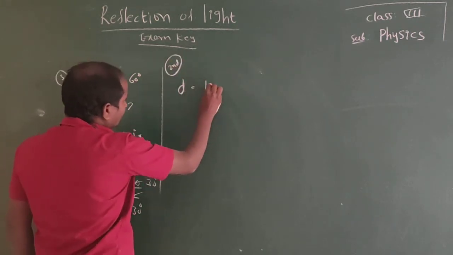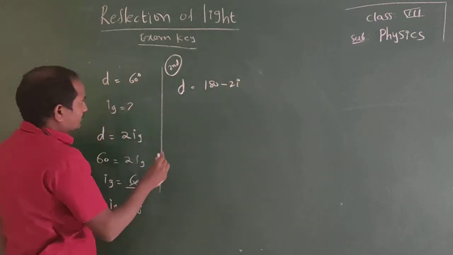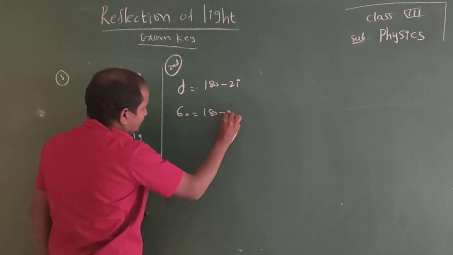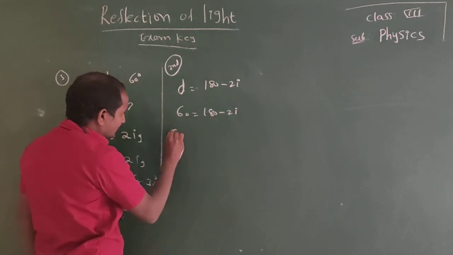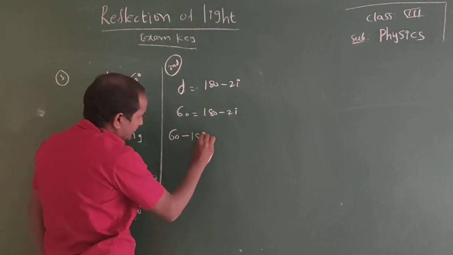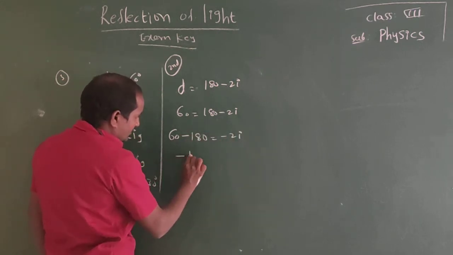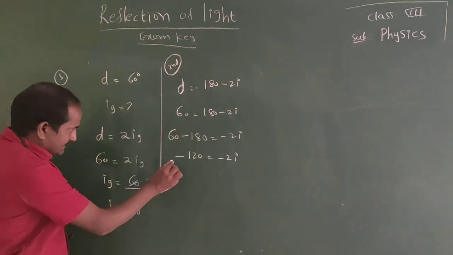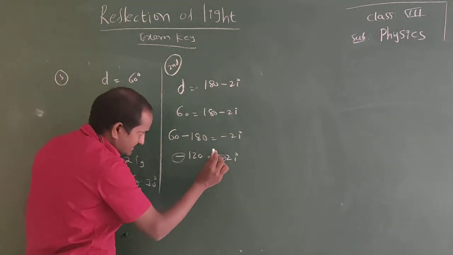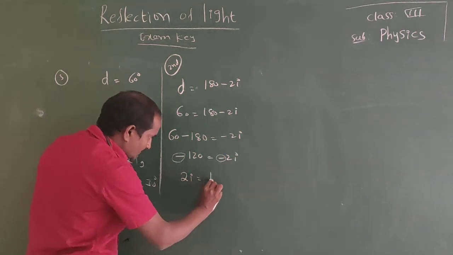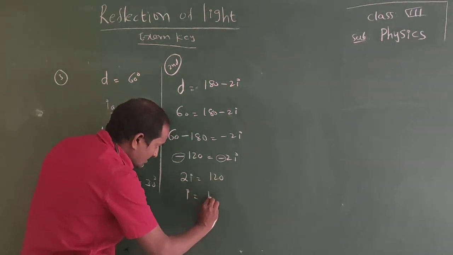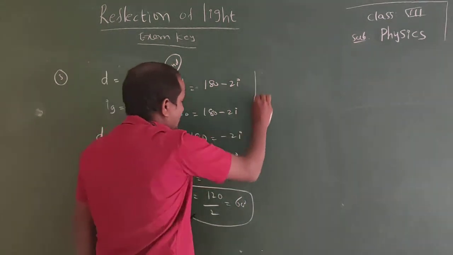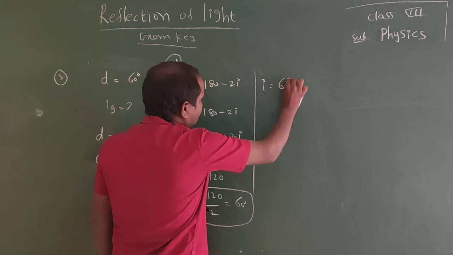D equal to 180 minus 2i. Here D is given, that is 60 degrees, equal to 180 minus 2i. So 180 coming to this side. 60 minus 180 equal to minus 2i. That is minus 120 equal to minus 2i. So here minus, minus we cancel. Here 2i equal to 120. Therefore i equal to 120 by 2, that equals 60 degrees. We got i equal to 60 degrees.